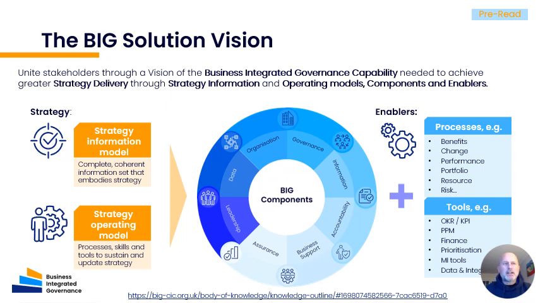These are the building blocks. We talk about things like strategy information model, which is a complete coherent information set that helps you get from your purpose to vision to strategy, objectives and everything else that follows. An operating model, which is a way of working to keep that strategic picture up to date and current and reflecting reality. The big components talk about what we need to build to operate delivery of that.